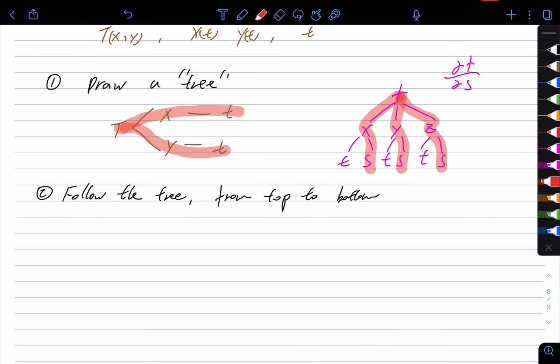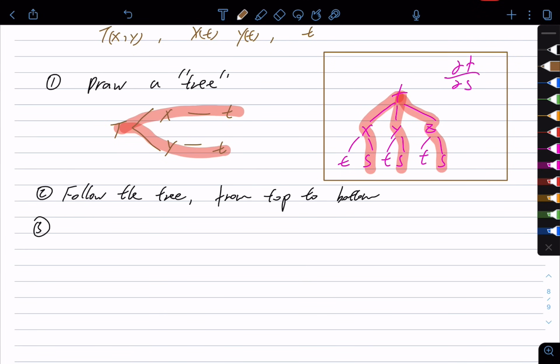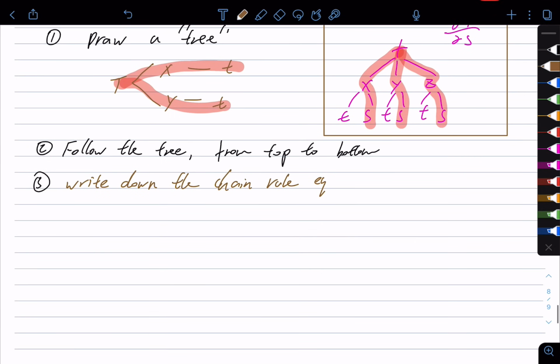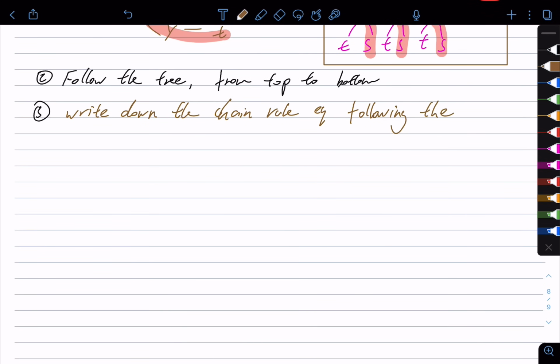So for step 3, I'm going to delete this, and we'll treat it as a separate example. Step 3 is to write down the chain rule equation following the tree order.